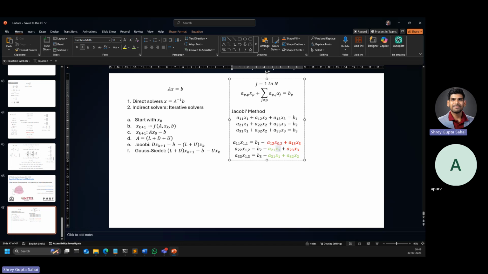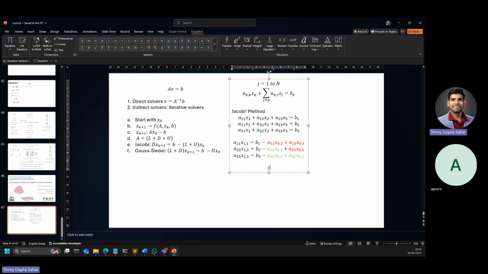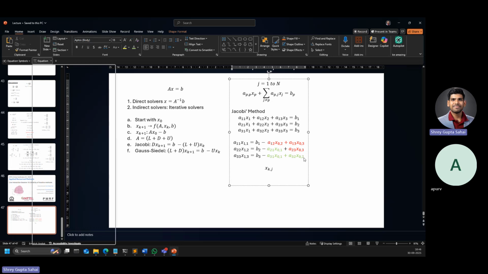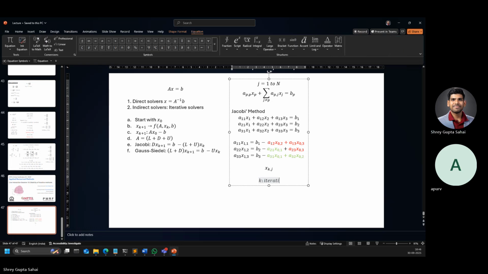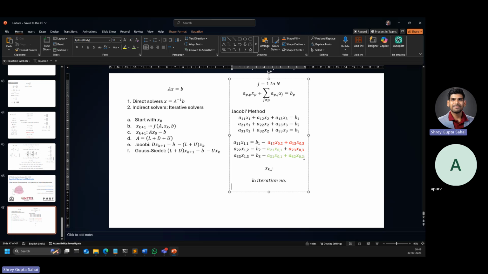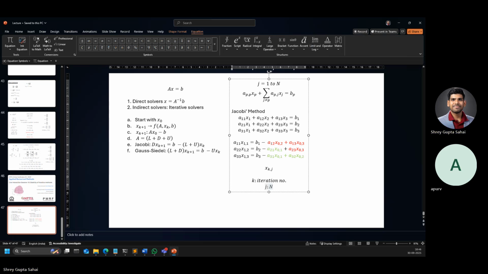In Jacobi's method, we don't update our values. We update the entire set of the values after traversing through all the equations. So basically, this notation that I've written here is x k comma j, right? K is the iteration number, j is the node number, jth node.